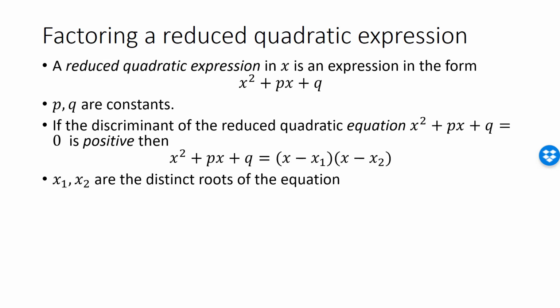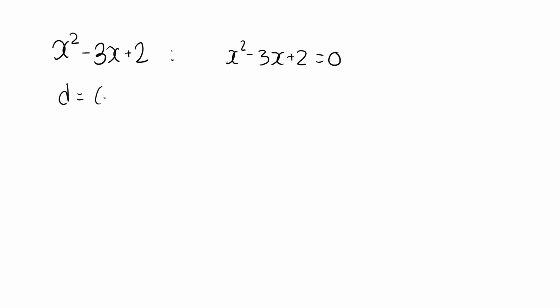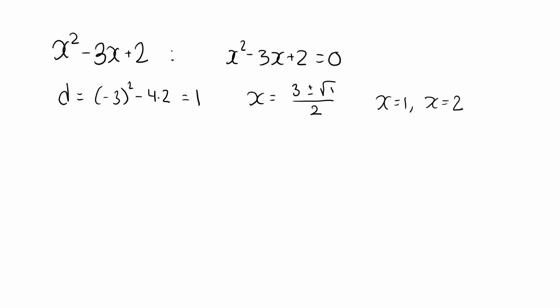For example, to factor the expression x squared minus 3x plus 2, we consider the equation x squared minus 3x plus 2 is equal to 0. This equation has discriminant 1 and solutions x is equal to 1 and x is equal to 2. Therefore, the expression x squared minus 3x plus 2 can be factored as (x minus 1) times (x minus 2).